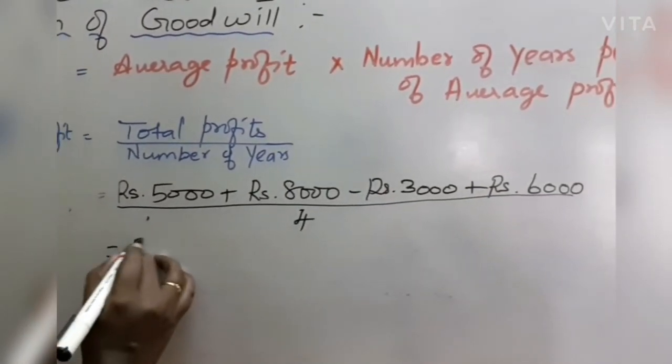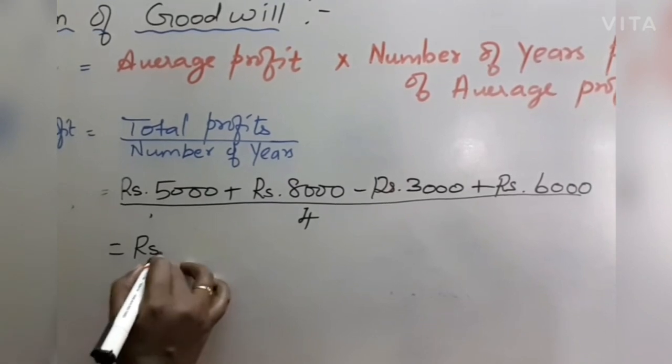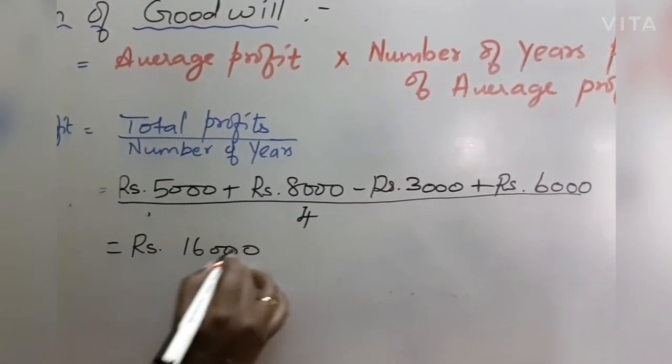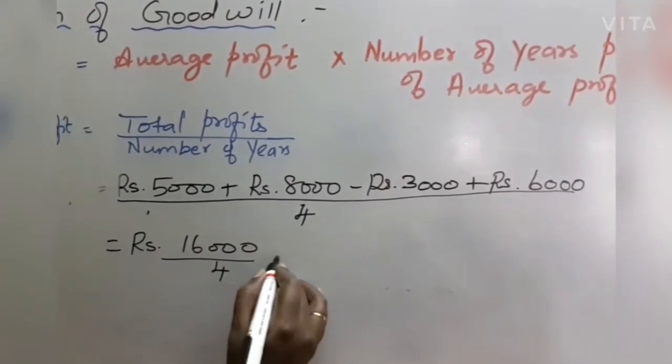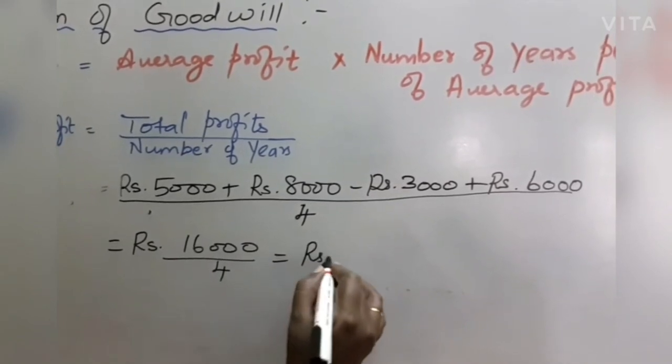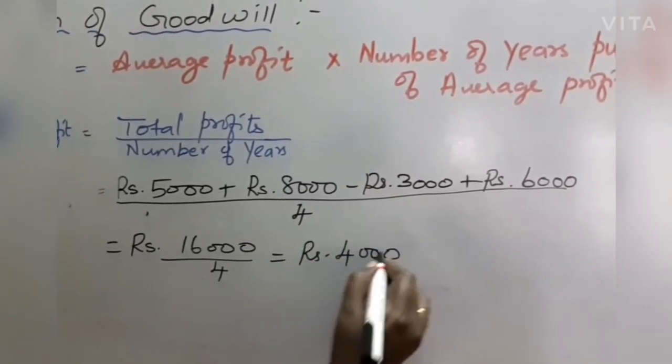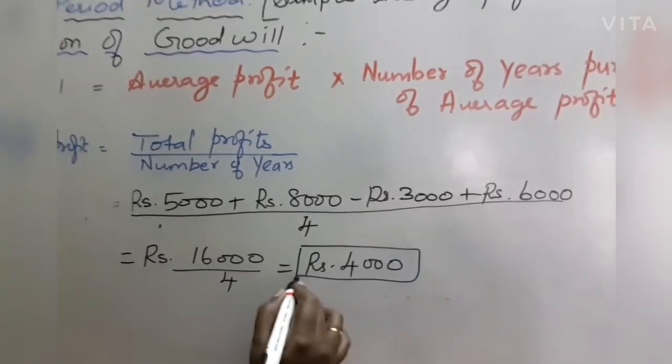So you get a total amount of rupees 16,000 divided by 4 you get. You got me, students? So that is equal to rupees 4000. So this is your average profit.